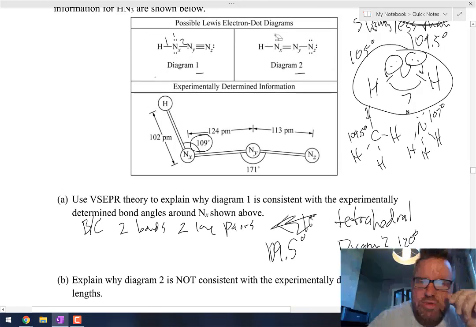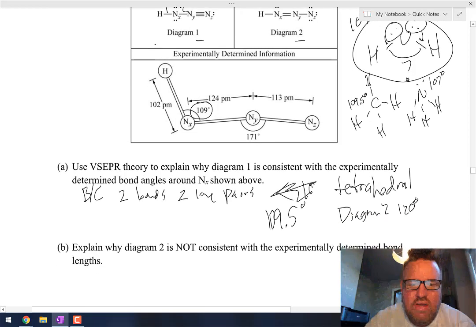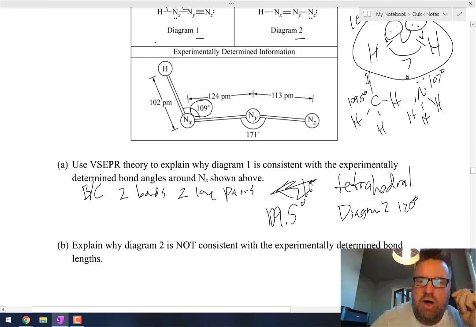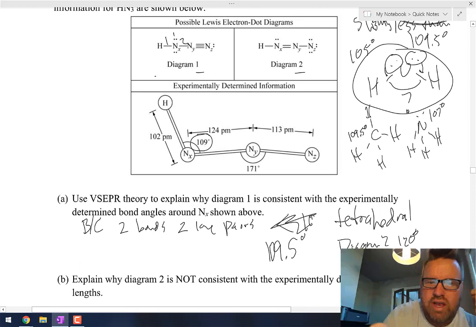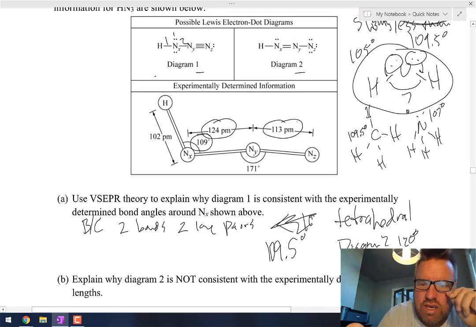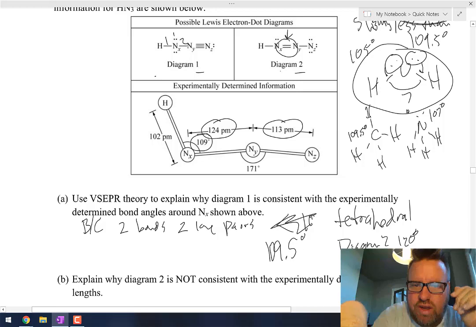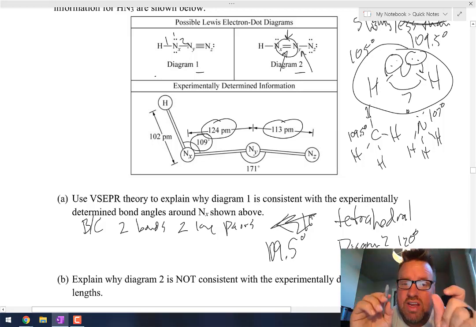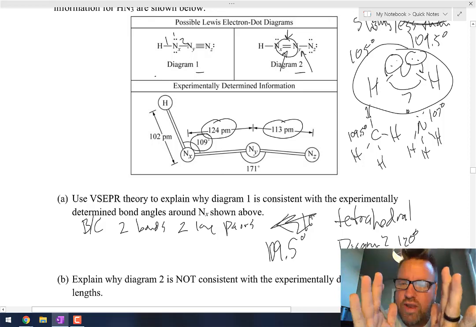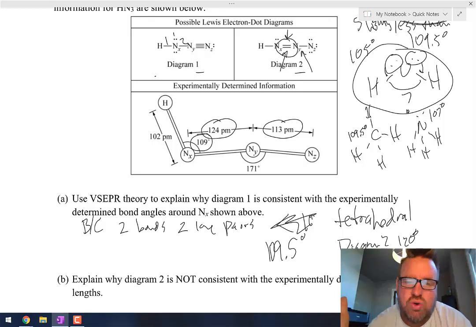Part B says, explain why diagram 2 is not consistent with the experimentally determined bond lengths. So they're saying here the bond length is 124, here the bond length is 113. Notice that in diagram 2, you have a double bond right here. Double bonds and triple bonds are the shortest, single bonds are the longest. So in this case, you've got a double bond here and a single bond here. Therefore, you would predict that the double bond has to be shorter than the single bond, because double bonds are shorter than single bonds.